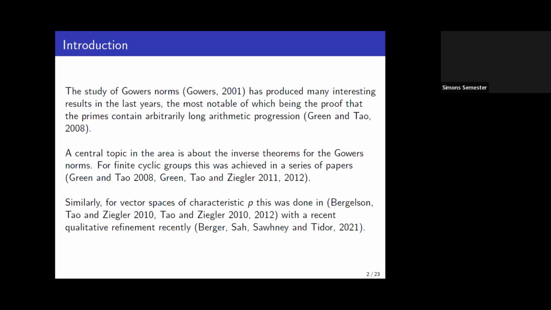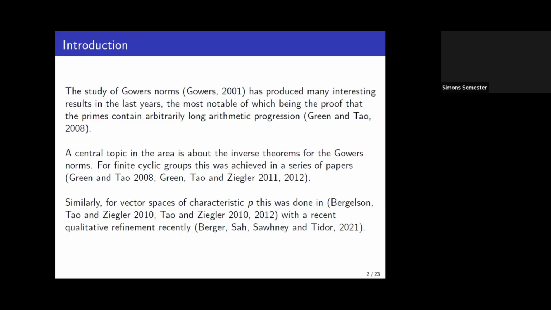one of the things we're going to put the focus on, the inverse theorems. As you can see here in the middle, the study of the inverse theorems has been classically divided into several cases. We have the case of finite cyclic groups, and this was achieved by a series of papers, Green-Tao and Ziegler. And then there's this other setup of vector spaces of characteristic p. And this was done also in a series of papers, Bergelson, Tao and Ziegler, and then Tao and Ziegler, and in several cases. There was indeed a very recent qualitative refinement.